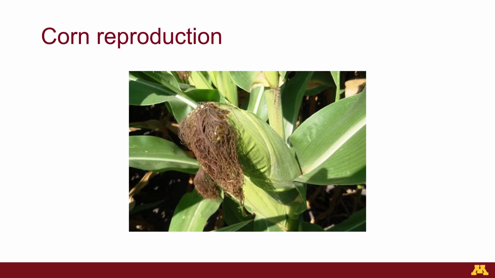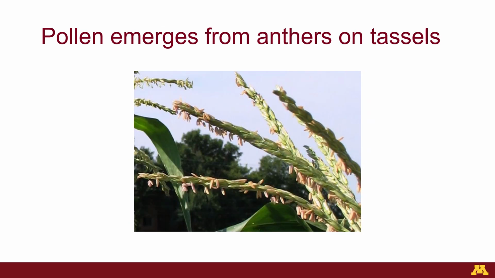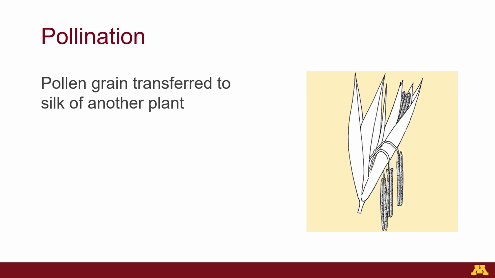To understand why GMO pollen drift can be a problem in corn, let's briefly review the steps in corn reproduction. To produce kernels, corn needs to be pollinated. The corn plant develops tassels, which produce the pollen-bearing structures called anthers. Pollen is released from the anthers. This picture shows the tassels of corn plants with small dangling anthers that have emerged as part of the pollination process. Pollen grains are carried largely by wind to other nearby corn plants.